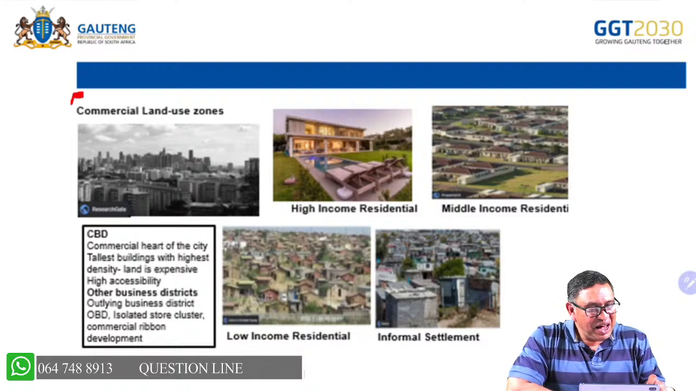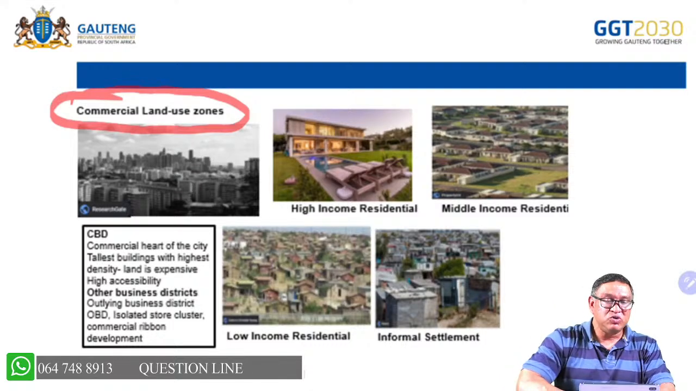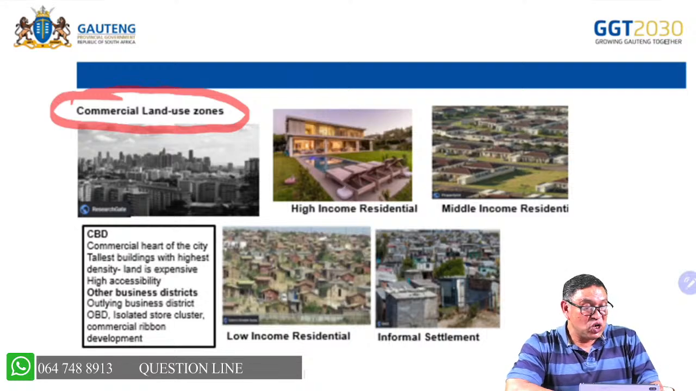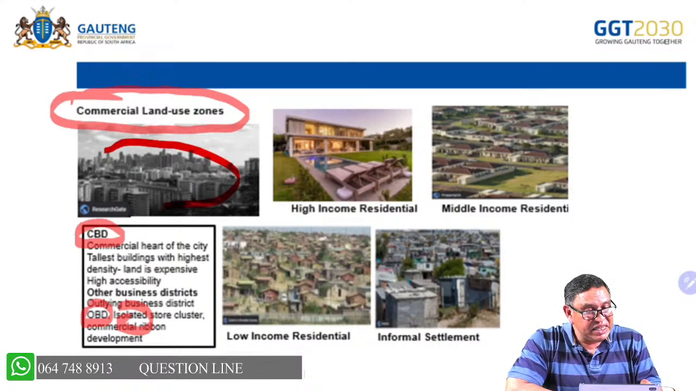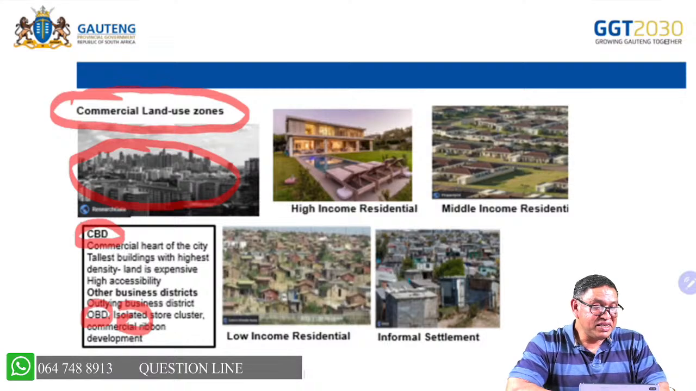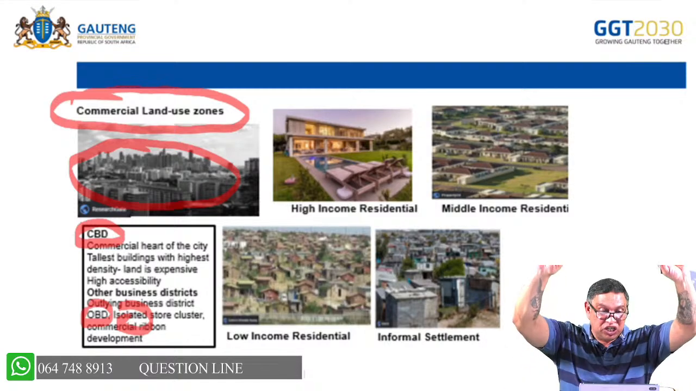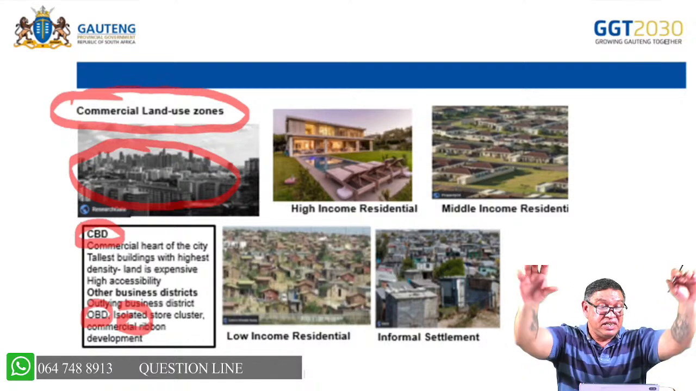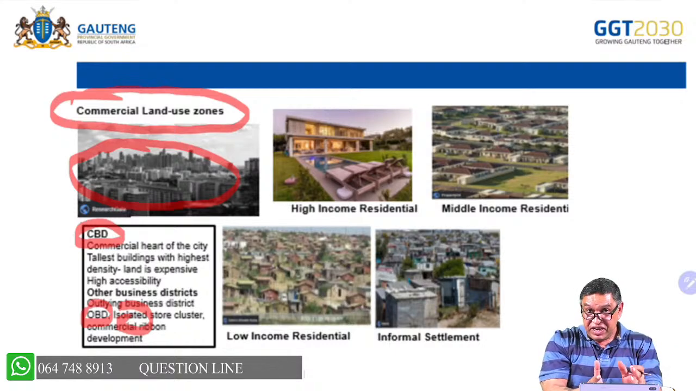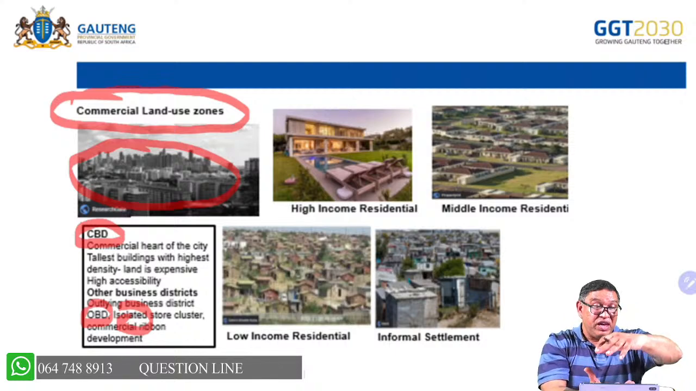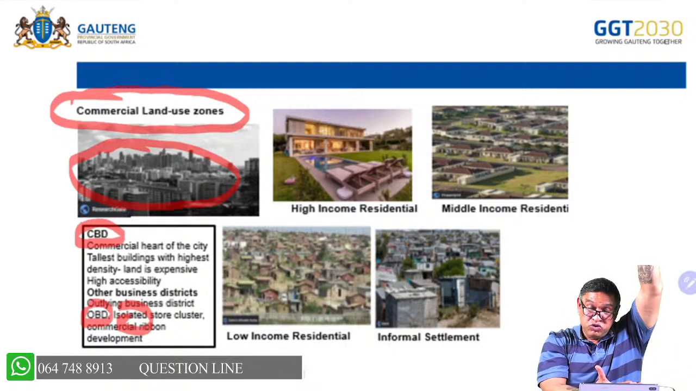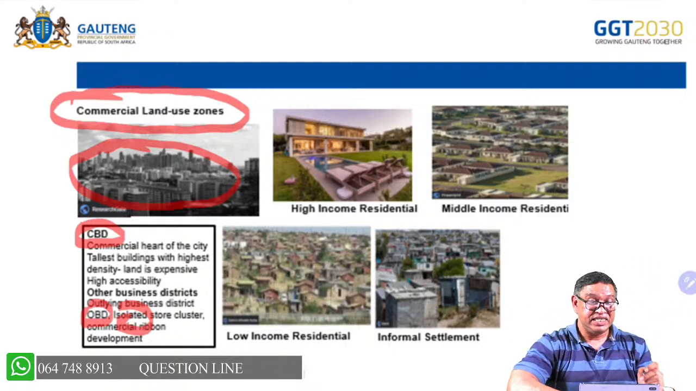We look at commercial land use zones, and as your guideline shows you, there are various of these zones: the CBD, outlying business districts, isolated cluster stores, but the big one here is your CBD. It's the commercial heart of the city, the tallest buildings, the highest density, because the land is expensive and people want to be there because it's accessible. Businesses are there, so therefore it's high buildings to reduce the cost of the land, and the density is there.